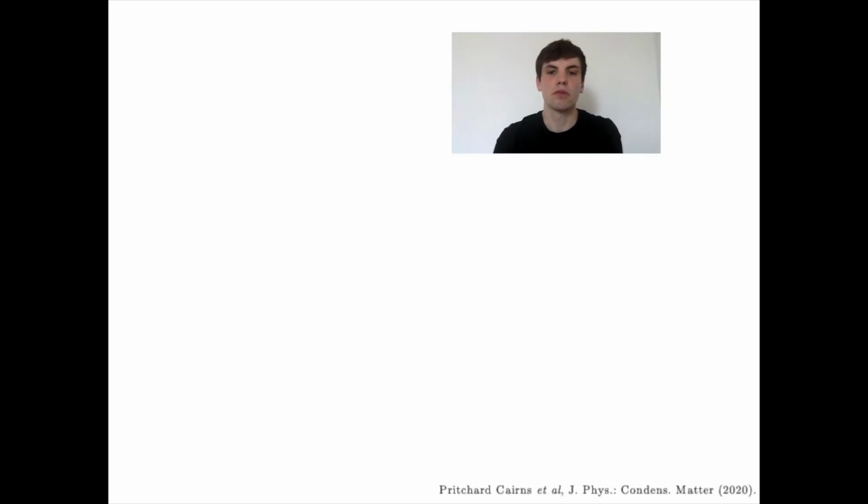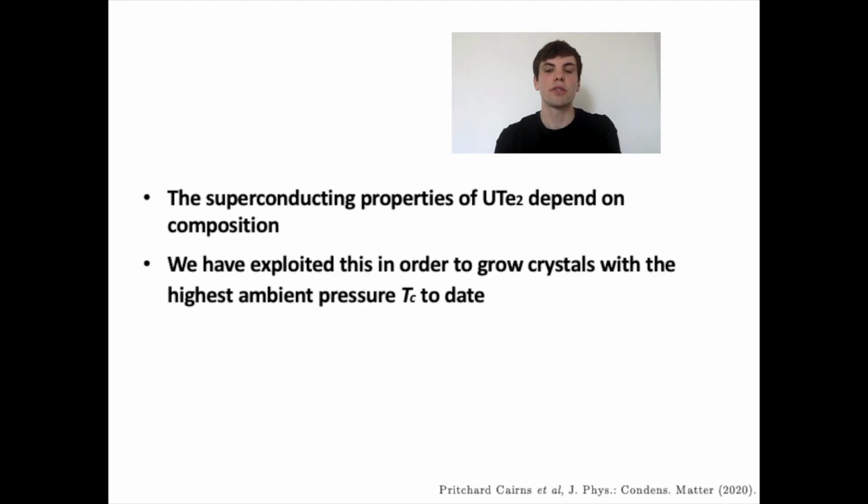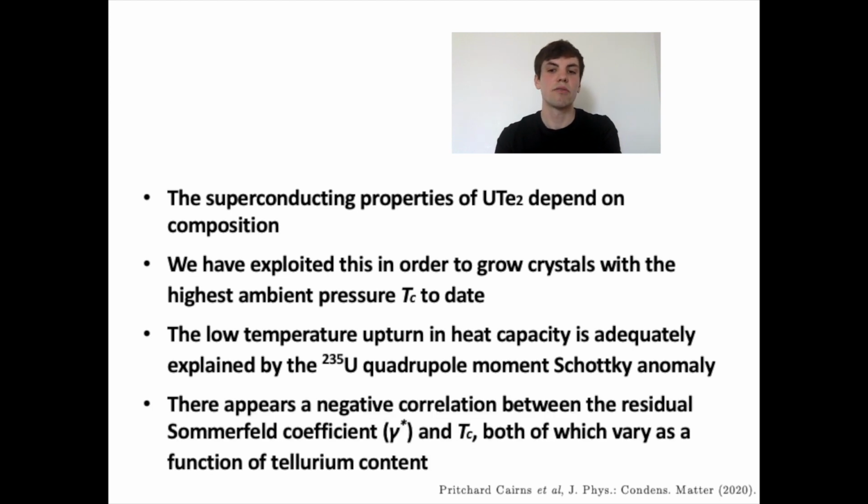So here are the main results of our study. We have demonstrated the composition dependence of the superconducting properties of UTe2. We've exploited this to grow crystals with the highest superconducting transition temperature to date. In the majority of studies, the low temperature upturn observed in the specific heat may be explained by a Schottky anomaly, potentially from the U235 quadrupolar moment. And we've shown that there is a negative correlation between the residual Sommerfeld coefficient and Tc, both of which vary as a function of tellurium content.